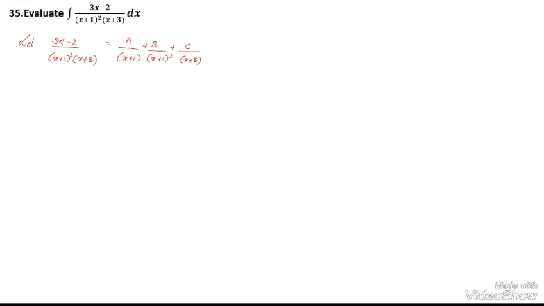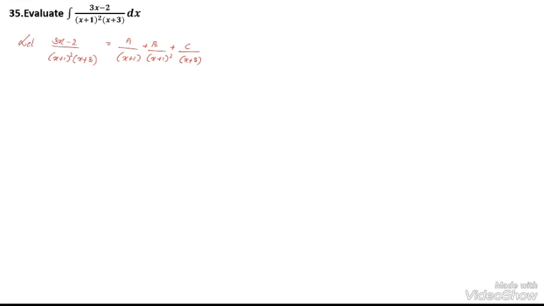Here (x plus 1) square into (x plus 3) can be written. There are three terms: one is x plus 1, another is (x plus 1) square, and x plus 3. That's why I want to check three constants: one is a, second b, and third c.